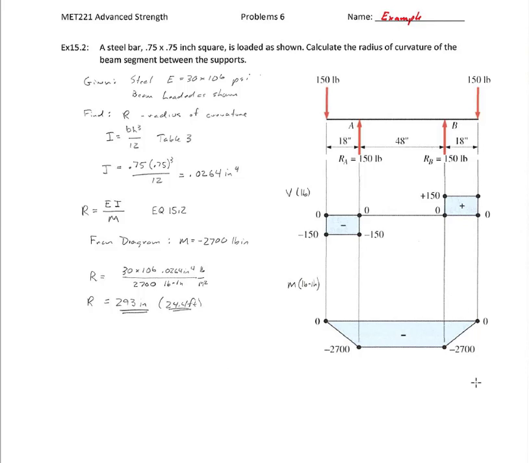Per this diagram that was already given to us, we know that the moment is negative 2,700 pound-inches in the span that we're talking about from A to point B. Okay, so we'll just solve equation 2. We put in 30 times 10 to the 6 for E, 0.0264 for I, and then 2,700 pound-inches for M, and we get 293 inches or 24.4 feet. So that would be the radius of curvature of the beam that's loaded as shown.